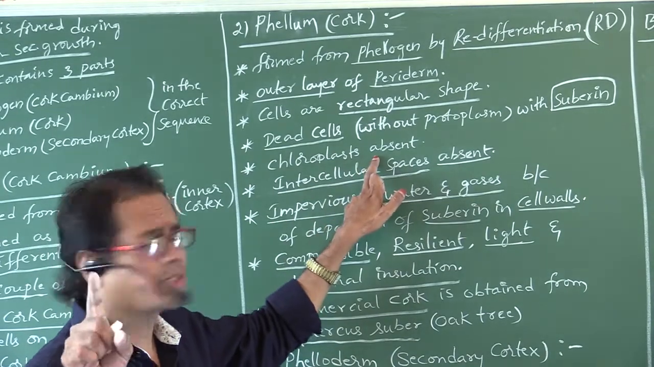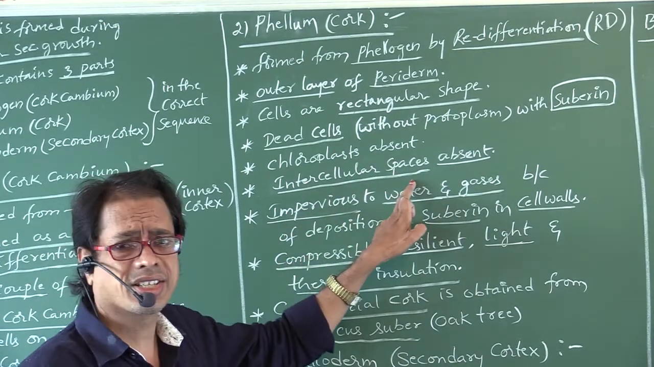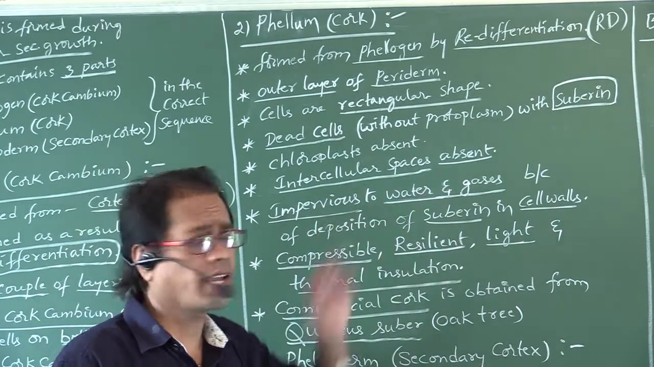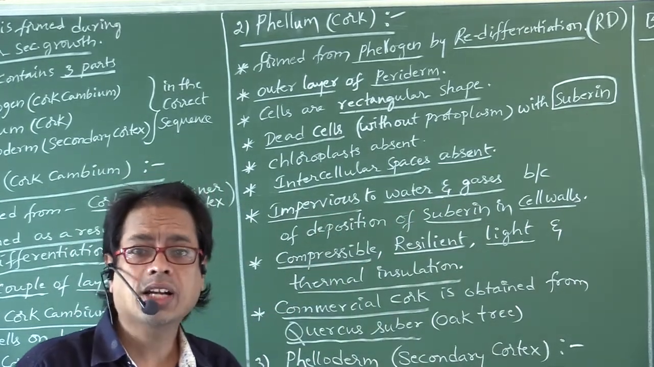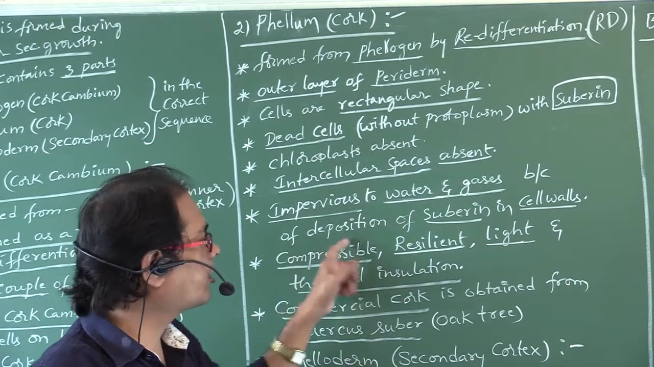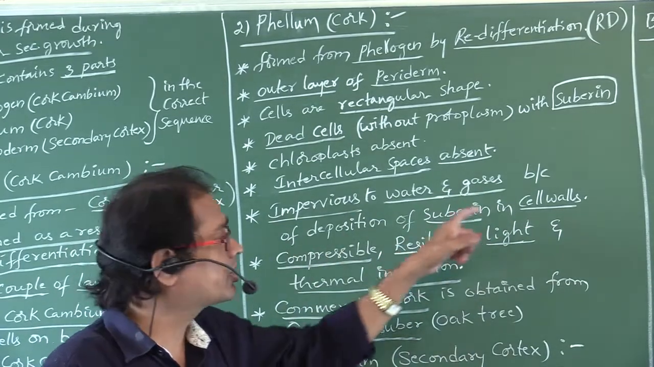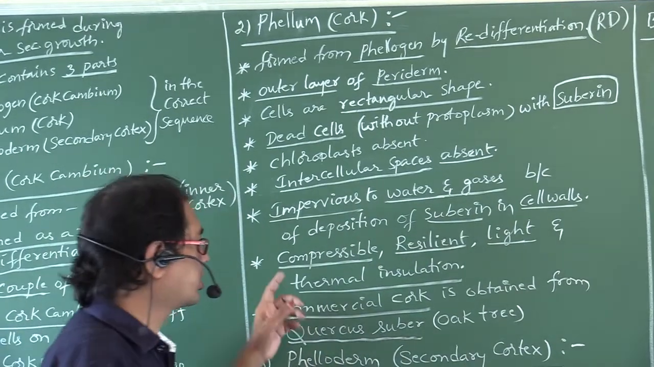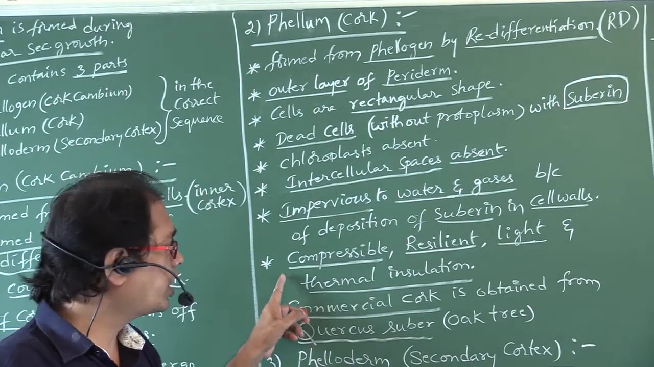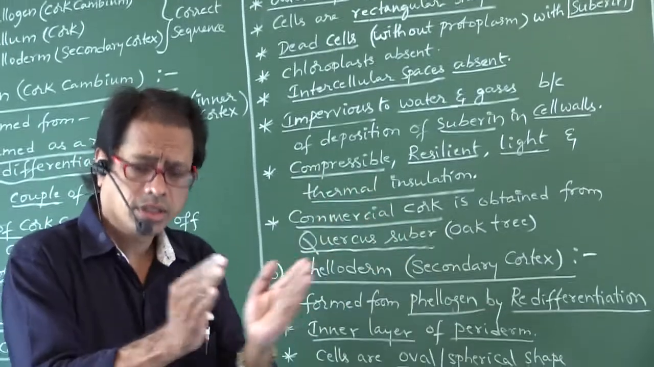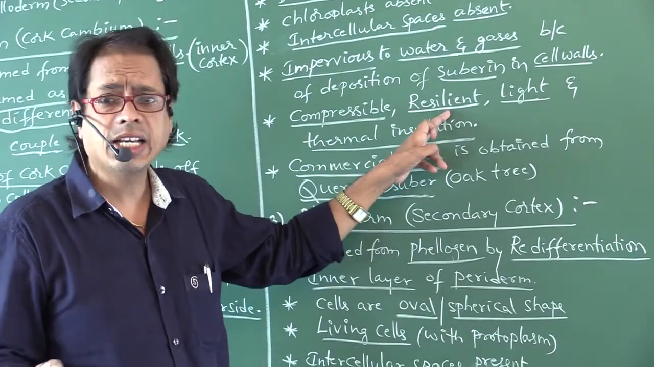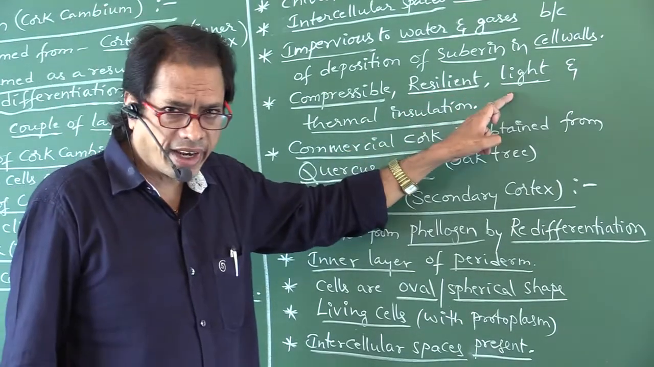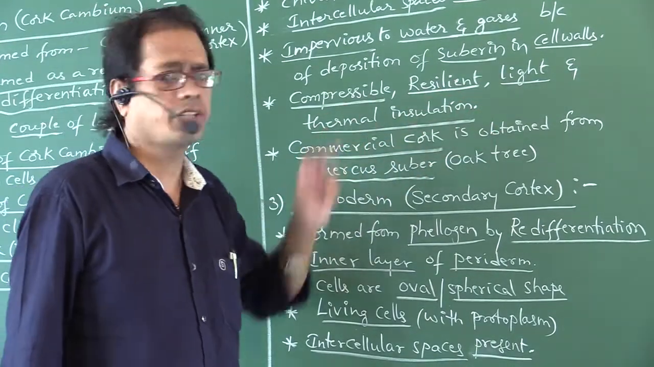Chloroplast absent. Intercellular spaces absent. It is impervious to water and gases. Why? Because of deposition of suberin in cell walls. Due to deposition of suberin in cell walls, this cork tissue is compressible, resilient. Resilient means it again comes back to its original shape. Lightweight and thermal insulation.